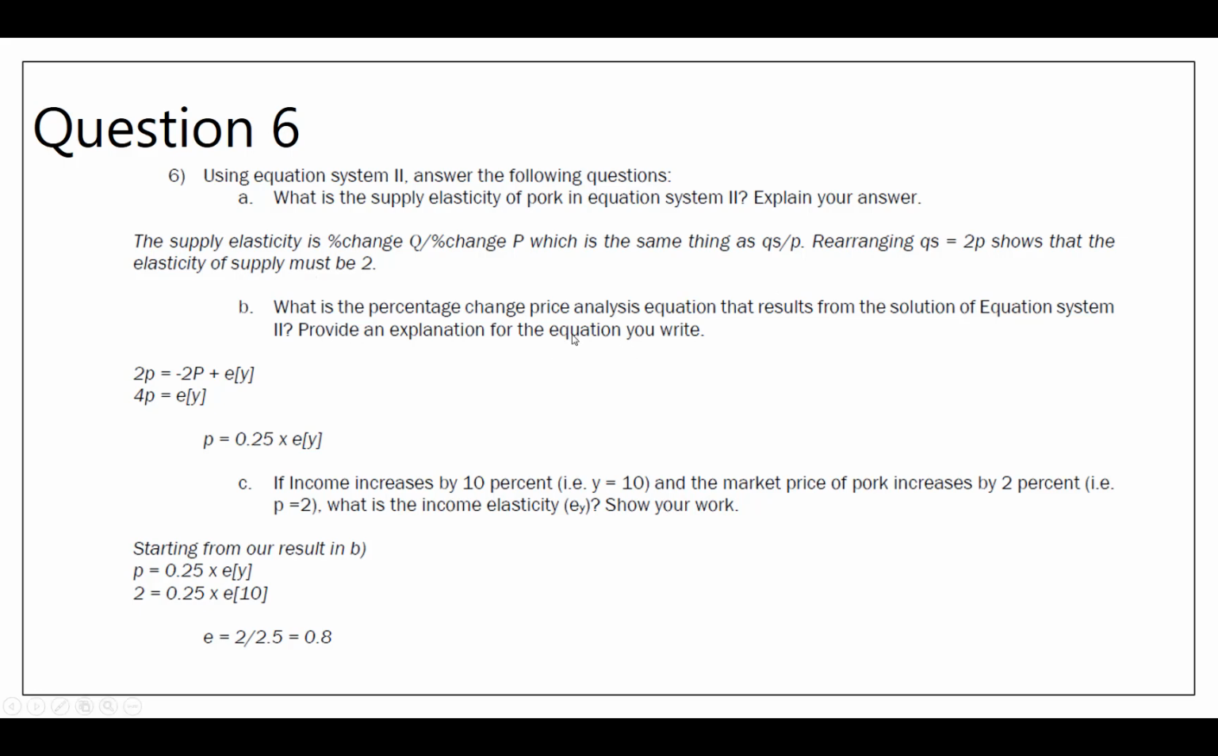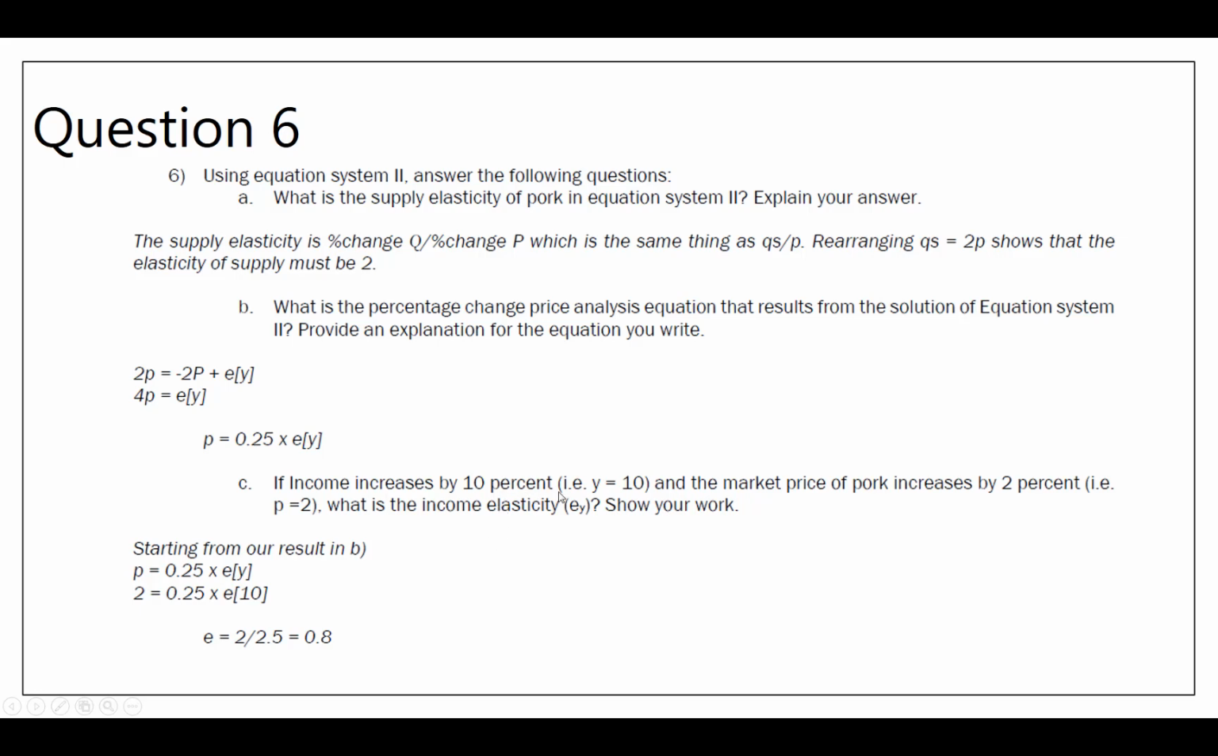What is the percentage change price analysis equation? It's basically saying use the QS is equal to QD condition to solve this. So we end up with this, so the supply side, the demand side, you're left with 4P is equal to E, the elasticity times the change in income, and here we have the percentage change price is equal to 0.25 times the income elasticity times whatever the change in income is. Okay, and it says provide an explanation. I didn't provide one here, but that's what it is. It's percentage change price is equal to 0.25 times the elasticity times the percentage change in income.